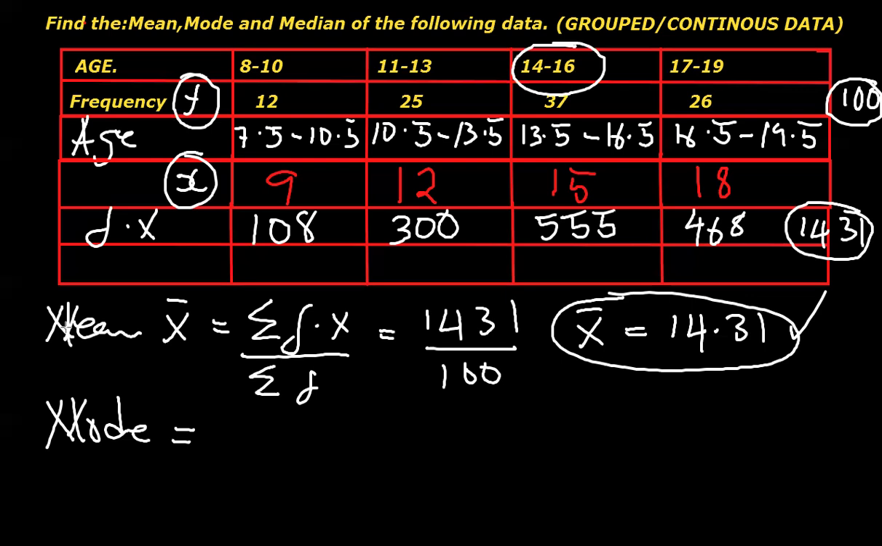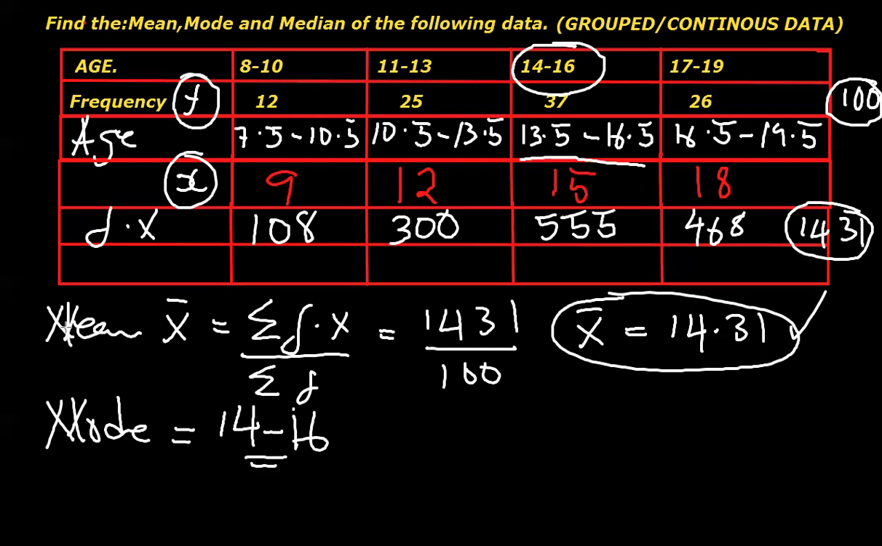If you observe carefully, now looking at the age range, even my mean is in the same group because I got my mean as 14.31, and it's basically still within that range. Okay, so my mode is in the group of 14 to 16.